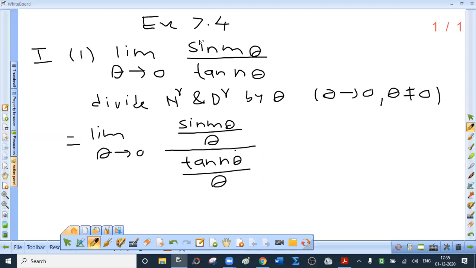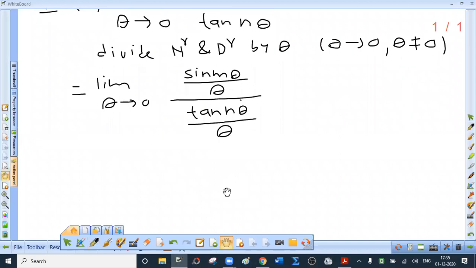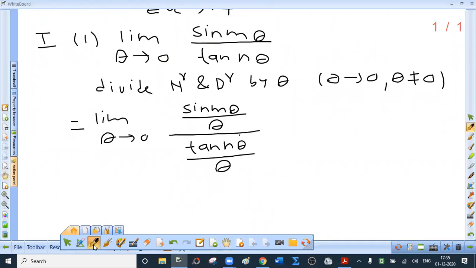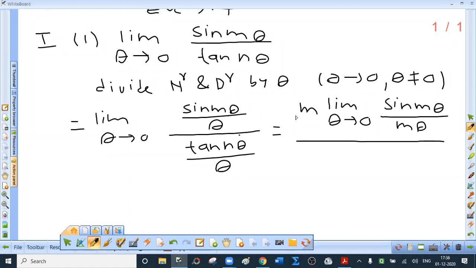Now we'll start our sums from exercise 7.4. First part, limit theta tends to 0, sin m theta upon tan n theta. Standard limits require theta in the denominator. So we divide numerator and denominator by theta to get this. Now what is the requirement? Angle must be fully repeated, right? So in this step only, see what I'm doing. Limit theta tends to 0, sin m theta upon m theta. See, I cannot just multiply the denominator by m. So I multiply the numerator also by m. The only thing is, it being a constant, I can write it outside the limit.